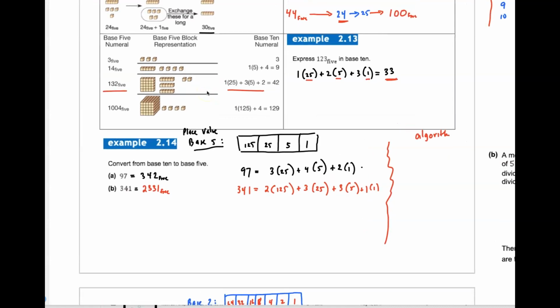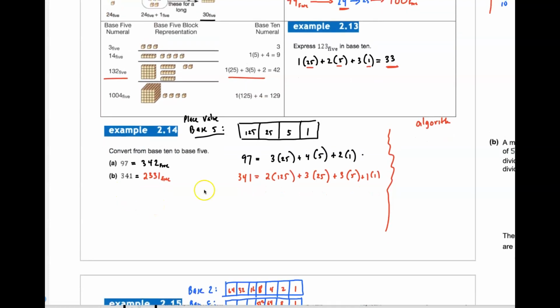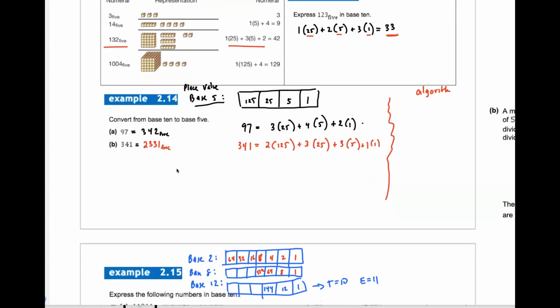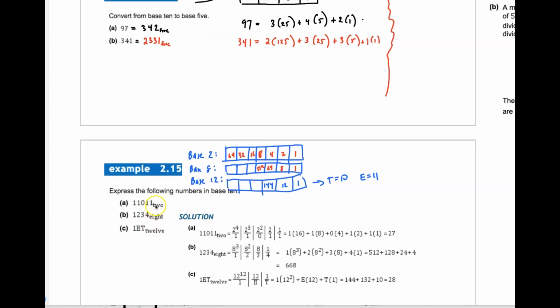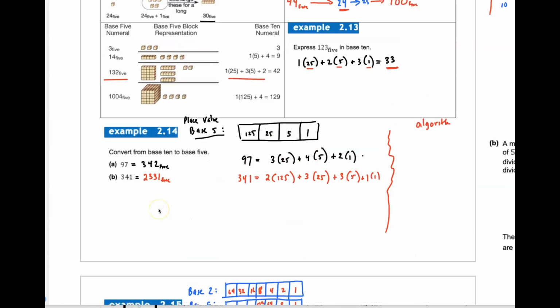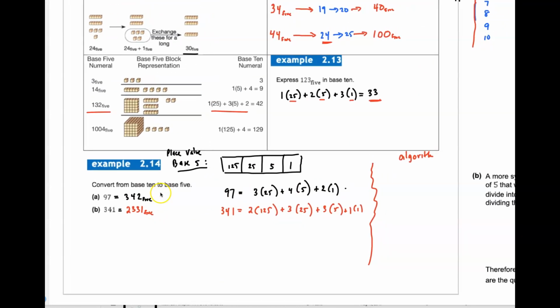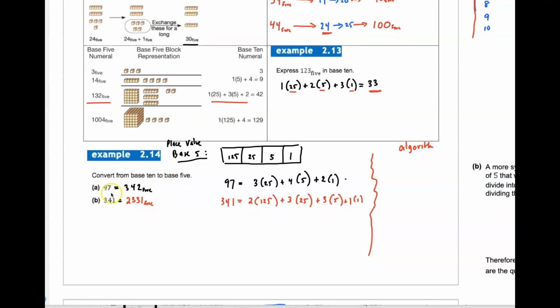I'm going to take a look at converting from a decimal system, or base 10 number, like 97 and 341, into a base 5 number, and then we'll take a look at some non-base 5 bases and see what that could mean. So let's take a look at this question here.